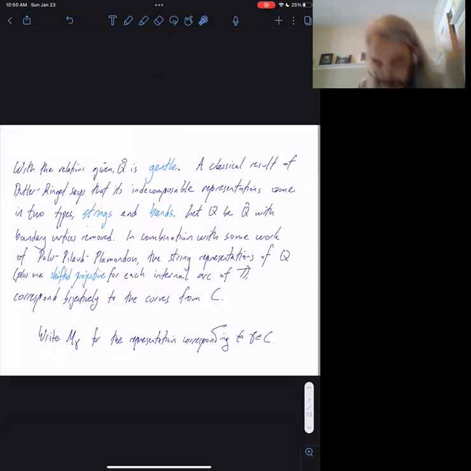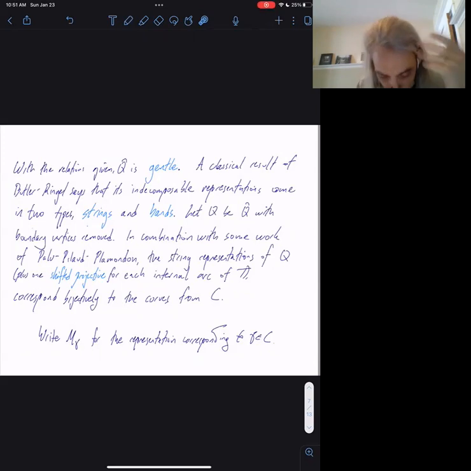For today, I've simplified my life and I'm ignoring the bands. We don't really want to do that. We really want to include the bands, but it turns out that the bands don't screw anything up for the strings. So I still have a meaningful story if I just talk about the strings, and that's what I'm doing today. In fact, what we'd really want for the string theory would include both kinds of representations.